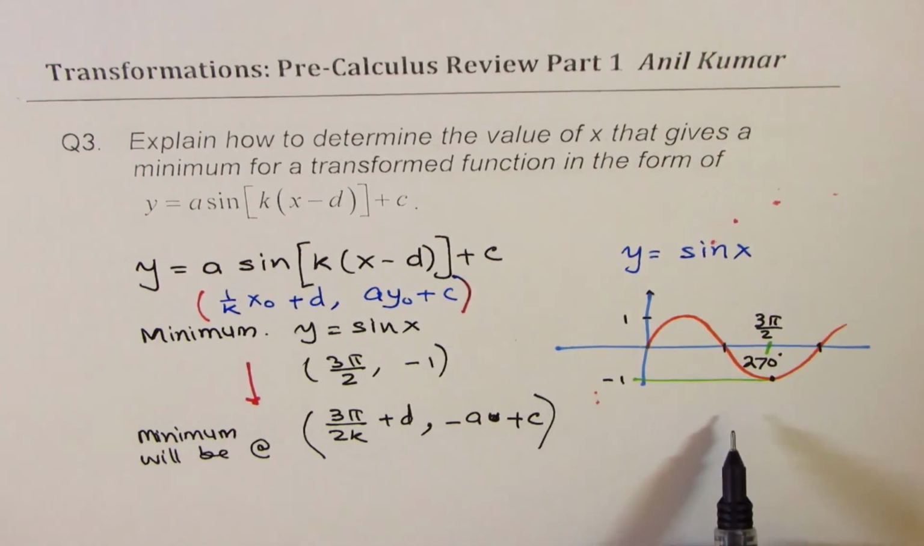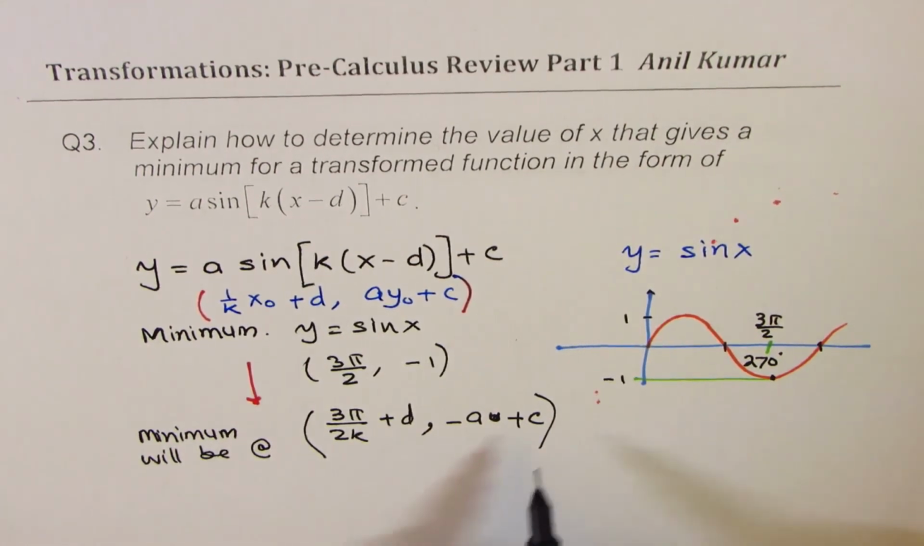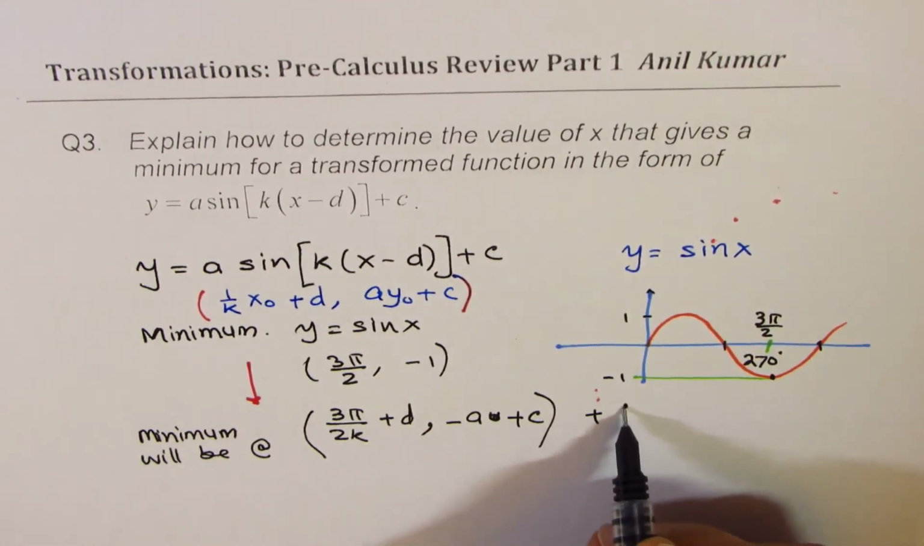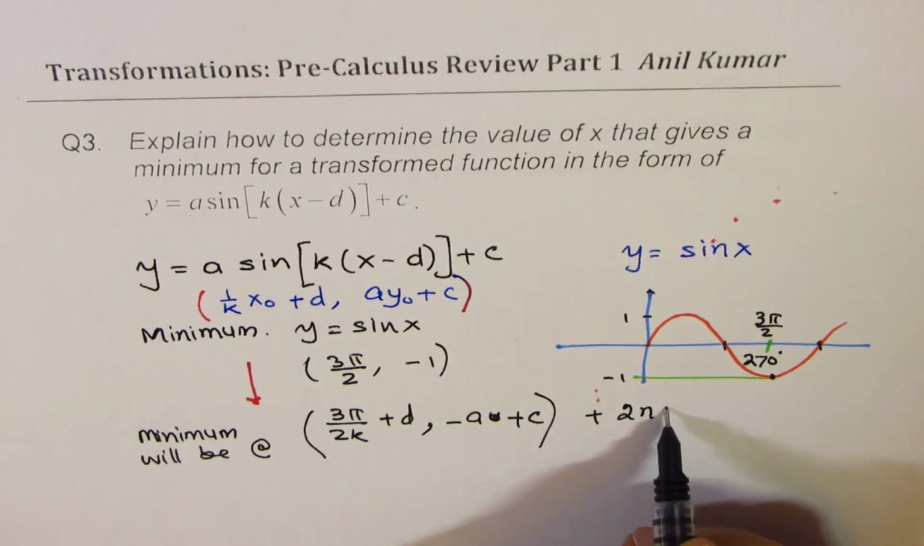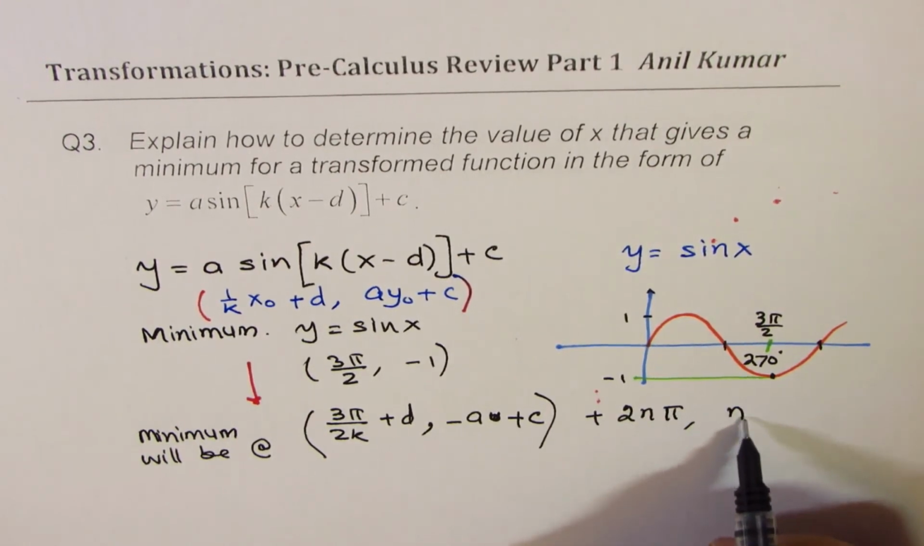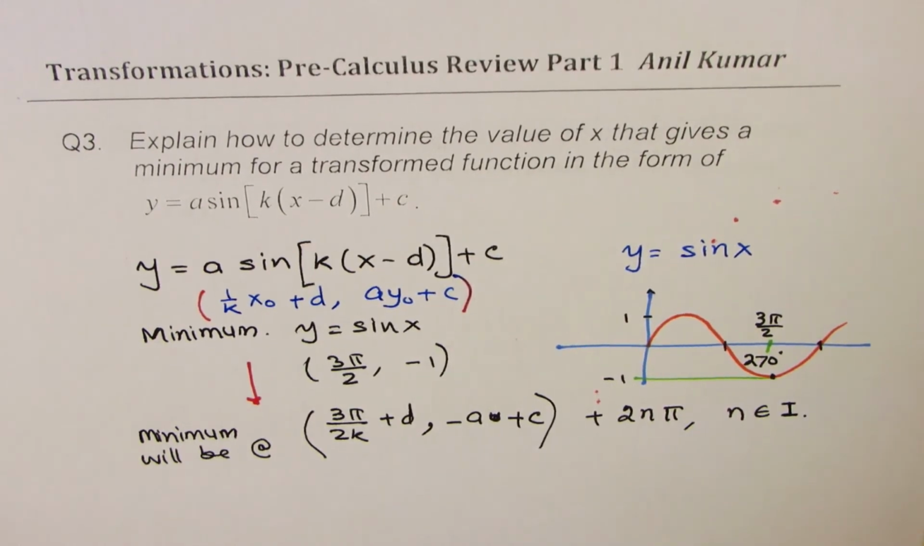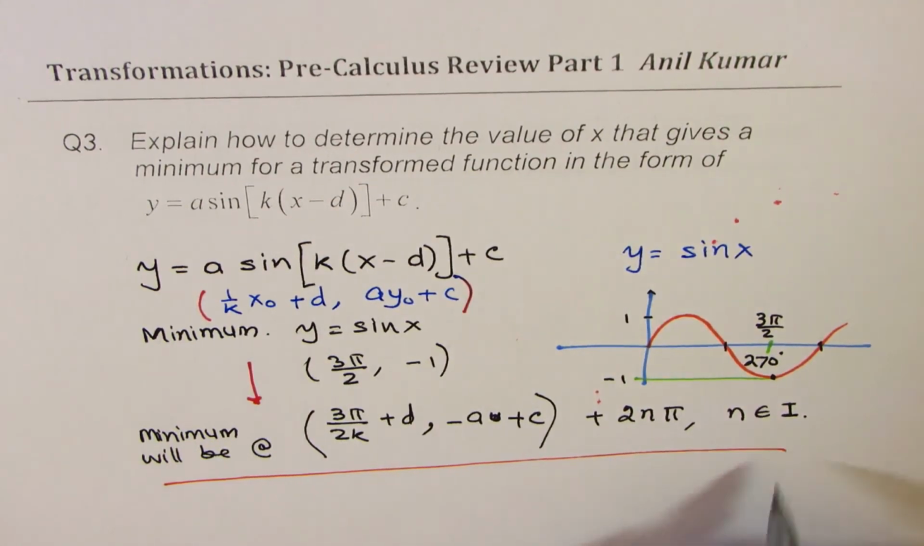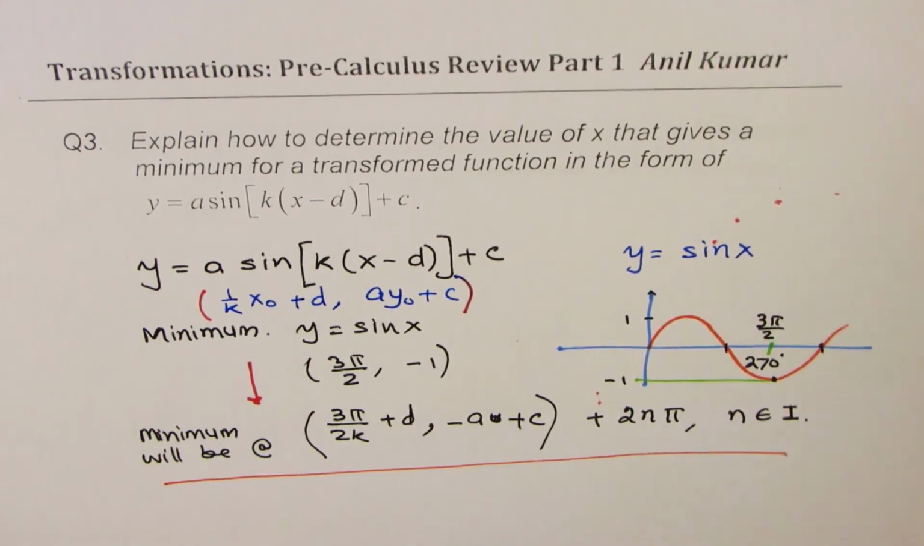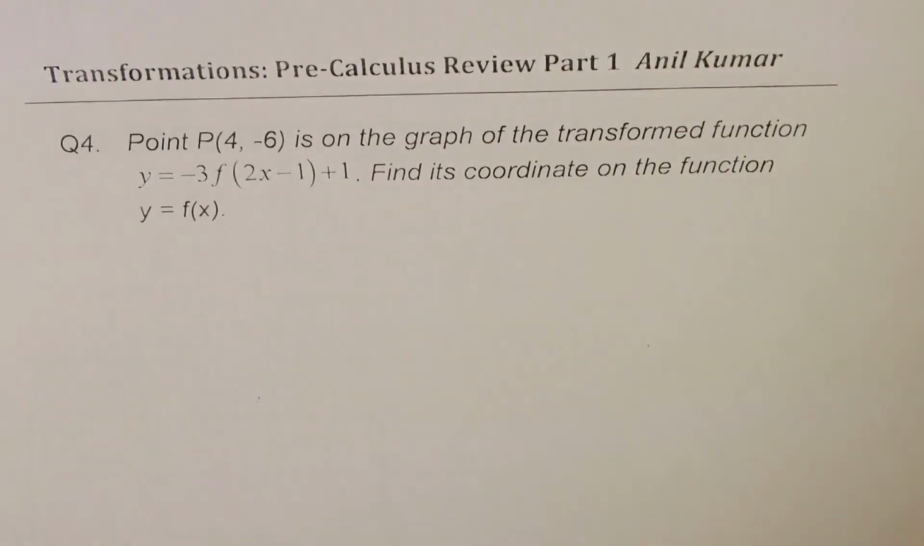Well, in case they want a general expression, then we can already write plus 2n pi, where n belongs to integers, right? So that could be your answer. I hope that makes sense. So let's move on and take the next question.